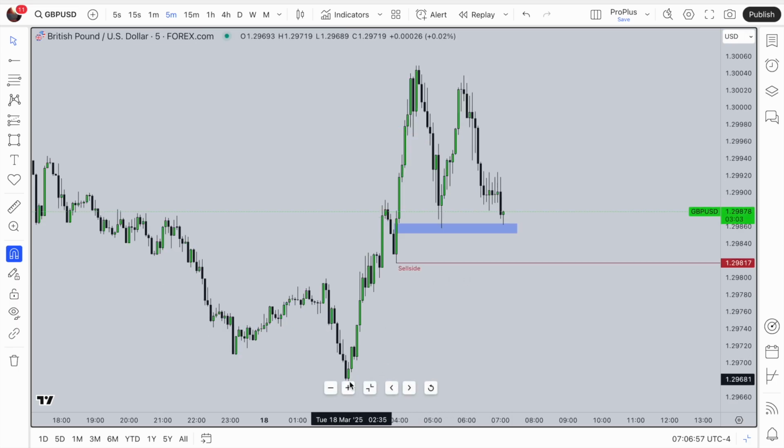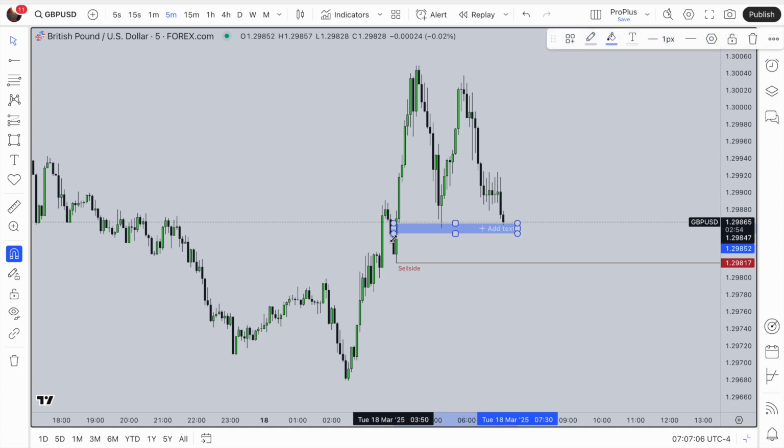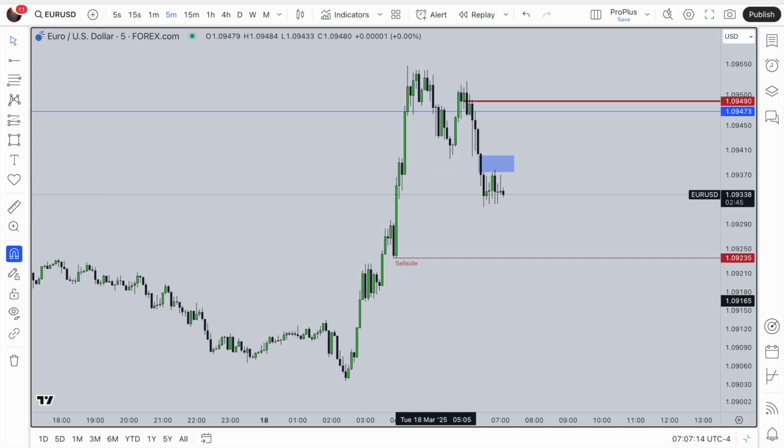Pound, low to the high. This is the equilibrium here, so it's already tapped into it. So I've just drawn the sell side below. It may want to reach for that. Let me draw it properly there. It may not. There's sell side there as well now. But yeah, that's where I think price wants to go.